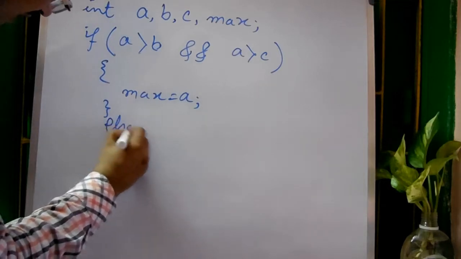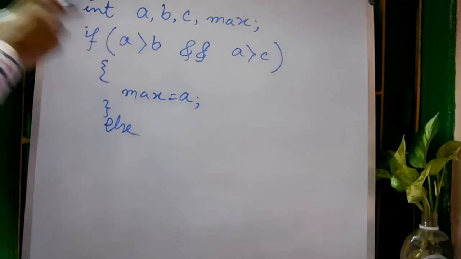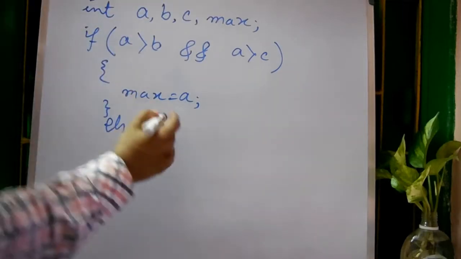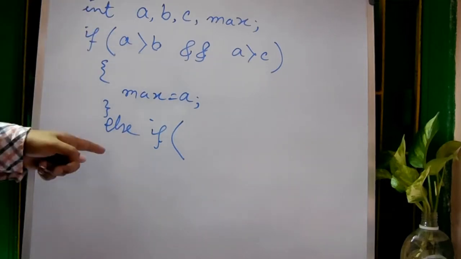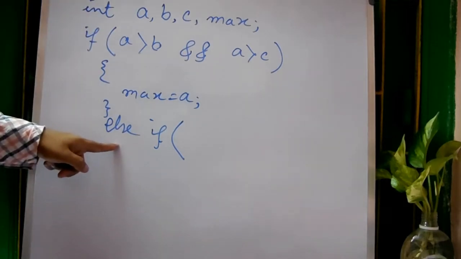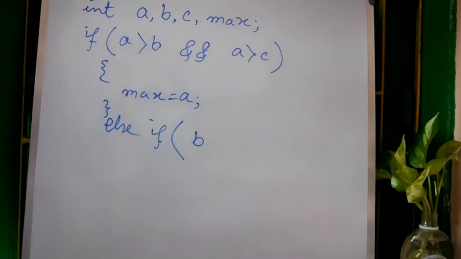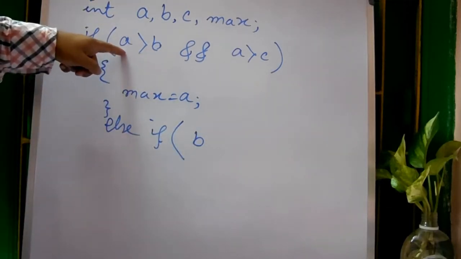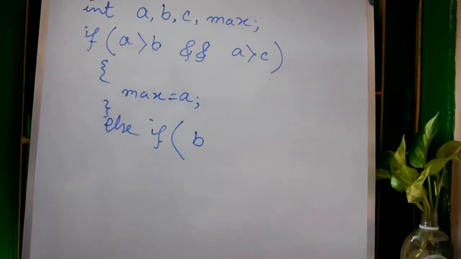Otherwise, which means else. In this else, if A cannot be the maximum, we add another if part. So this is the nested if. As I showed earlier, if A cannot be the maximum, we are left with two variables, B and C. So now we will compare B and C.